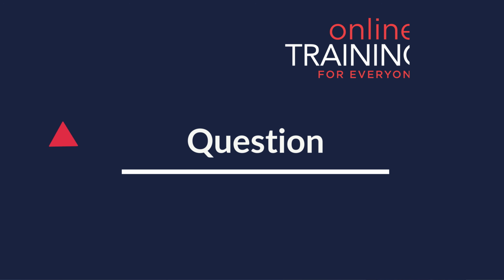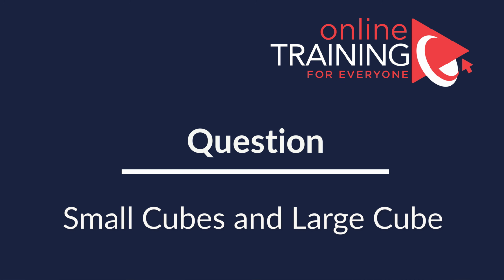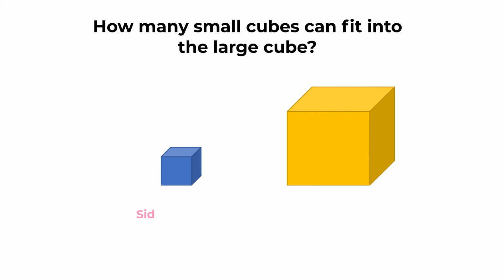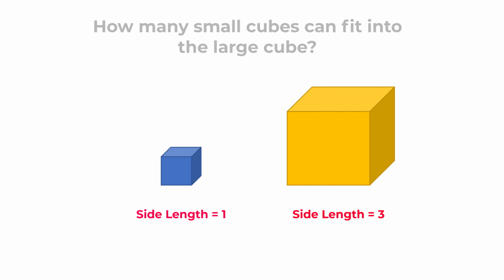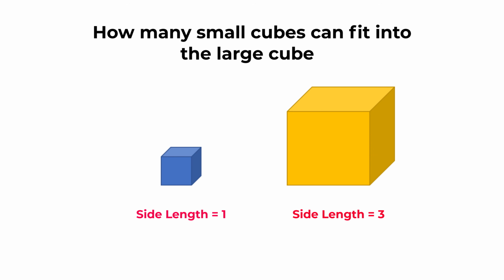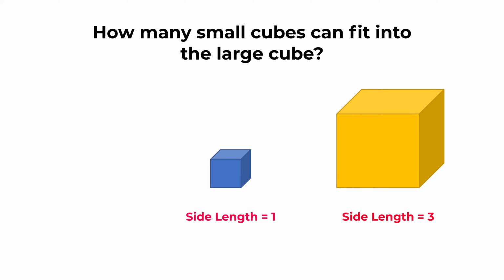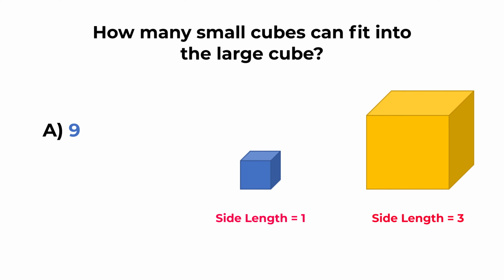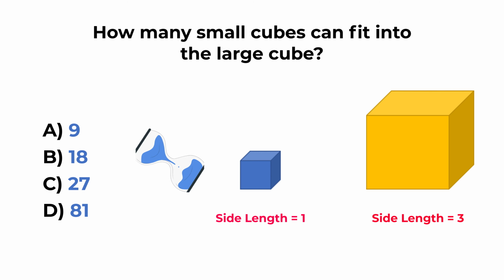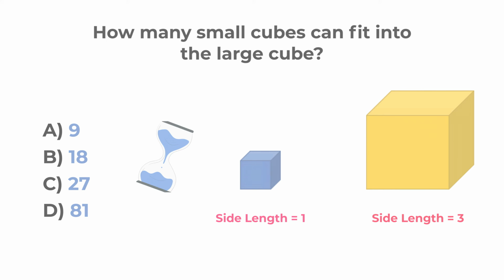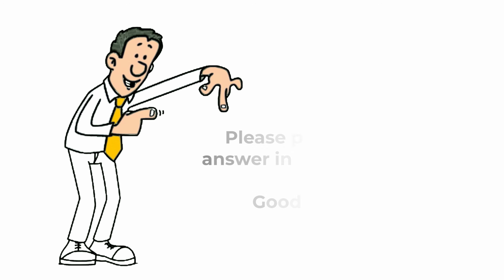Here is a practice problem for you to try. You're presented with 2 cubes. The smaller cube has side length equal to 1, and the larger cube has side length equal to 3. So the question is, how many small cubes can fit into the large cube? And you have 4 different choices. Choice A, 9, choice B, 18, choice C, 27, and choice D, 81. Do you see the answer? Give yourself 10 to 15, maybe 20 to 30 seconds, depending on how good you are with visualization. And once you come up with the answer, please make sure to post it in the comment section of this video. Thanks for participating and good luck!